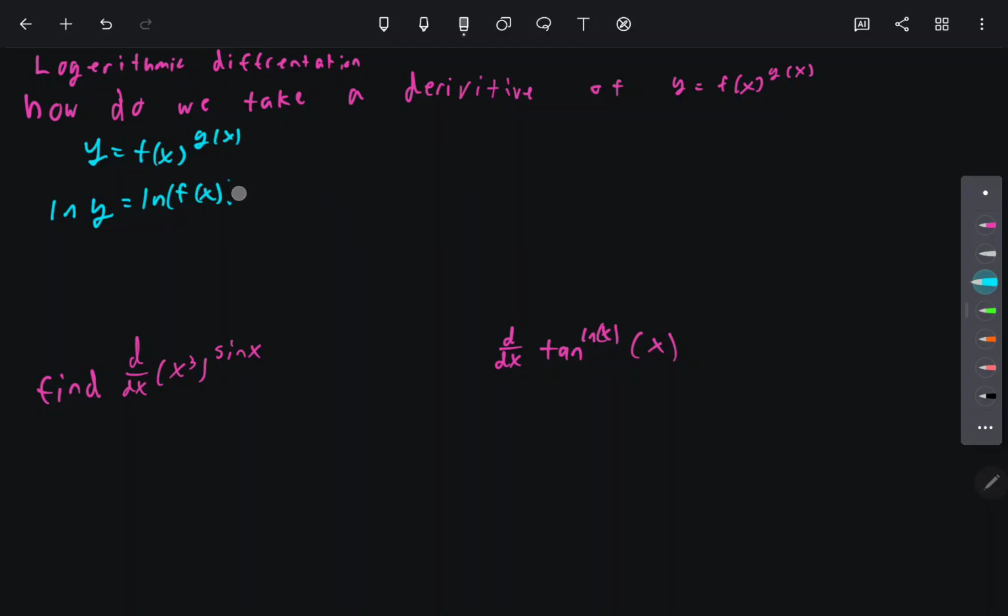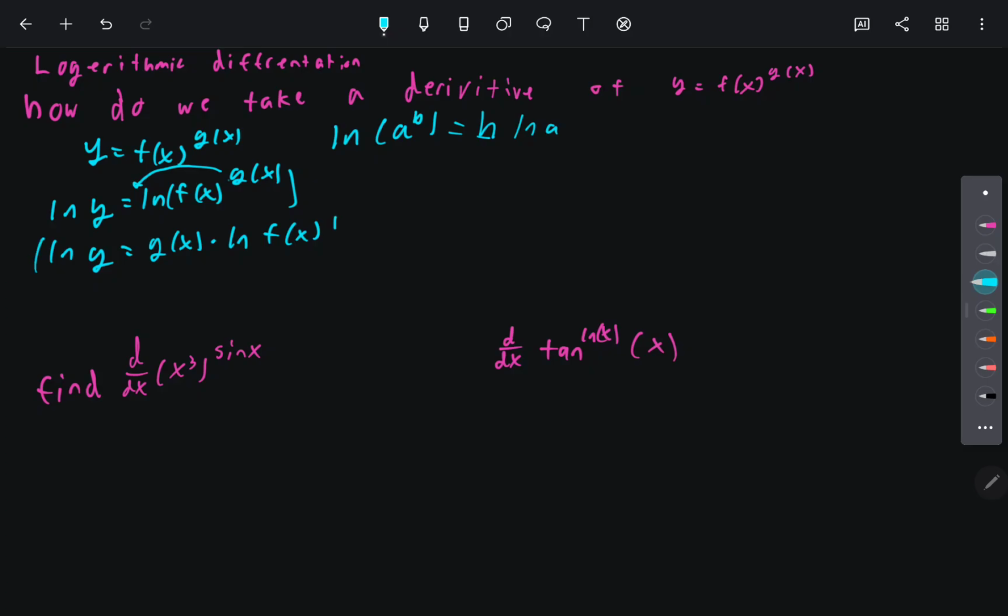Or rather, let me show all of my steps here. Now we can use the properties of logarithms, more specifically the natural log of a to the b is equal to b natural log a. So what we get is the natural log of y is equal to g of x times the natural log of f of x. Okay, now what do we do? Now you can take the derivative.